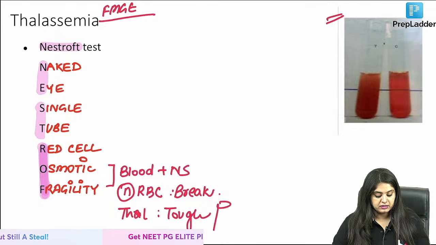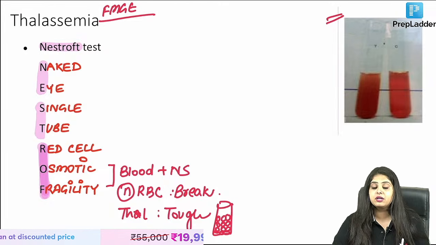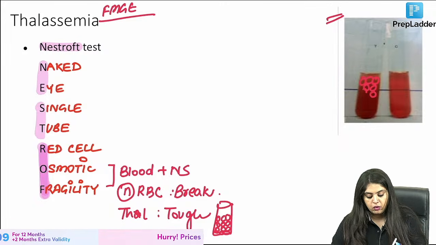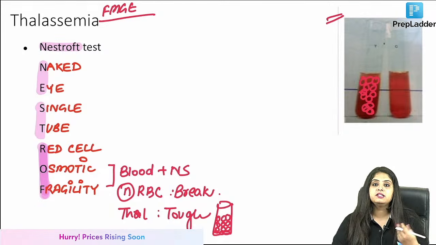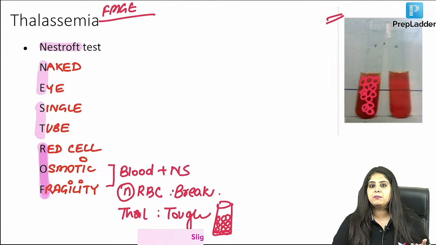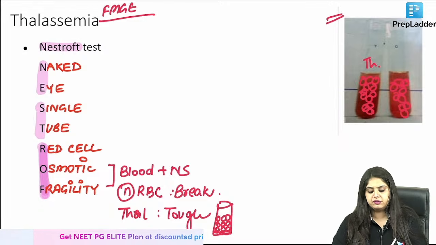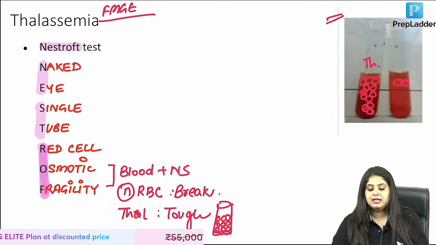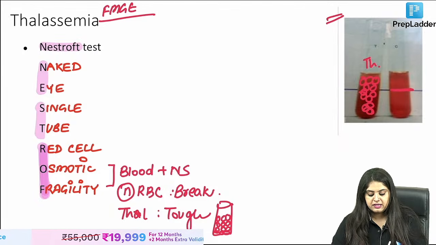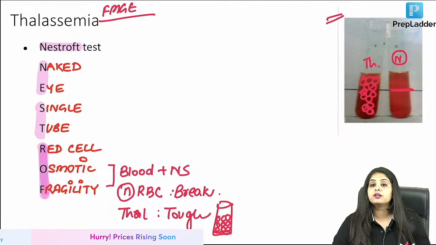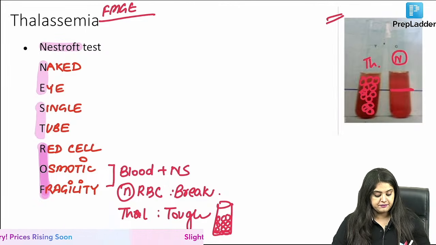So please remember, the RBCs will keep standing no matter what normal saline I put, which means that if the RBCs are constantly standing and they are not breaking, will you ever be able to see the background black line or any paper behind it? No. This means this is a case of thalassemia. On the other hand, if these were my RBCs, normal person, the normal RBCs end up breaking, as a result of which I can easily see the line present, and that would indicate a normal person. Sickling and Nestroft is not the same. I will come to that in a while, doctor.